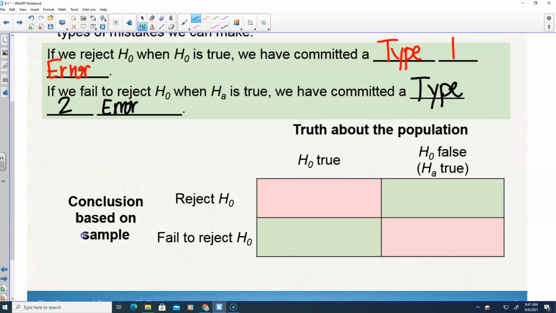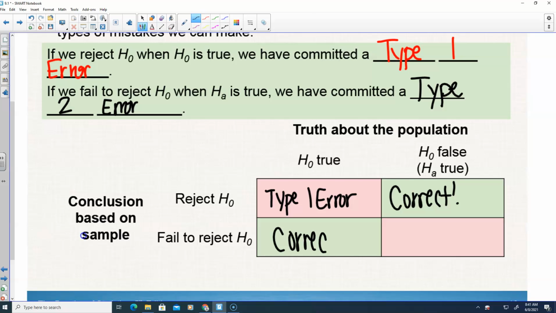So here's kind of the box of the scenarios that could occur here. In the top left box, if we rejected Ho, but Ho is true, this is a type 1 error. Going over to the right, if we rejected Ho and we were supposed to reject Ho because the Ho is false, then that is the correct thing to do. Bottom left, if we failed to reject Ho and Ho is true, good job, we did it, correct. But if we failed to reject Ho and the Ho was false, we should have rejected it. That is a type 2 error.